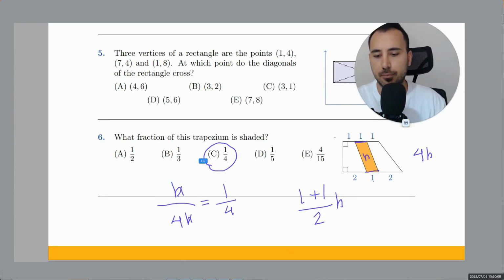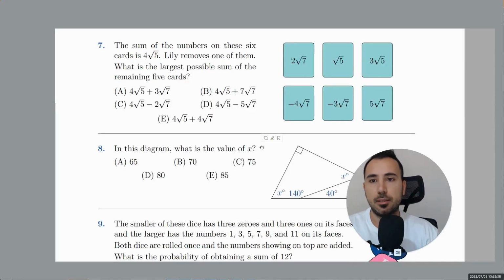Okay, question 7. The sum of the numbers on these 6 cards is 4 square root of 5. Lily removes one of them. What is the largest possible sum of the remaining 5 cards? Okay, we want it to be the largest. So that means we need to pick the least card, the smallest card, the card with the smallest value so that it becomes the maximum.